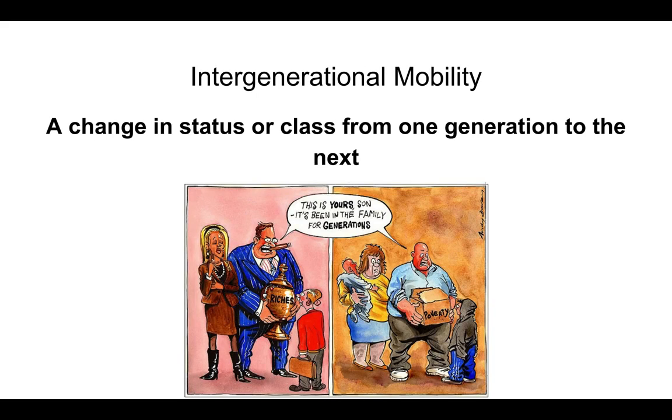Intergenerational mobility is a change in status or class from one generation to the next. An example of this, I am an example of this, where my parents were working class people. They were not college educated. I am college educated. I'm a teacher, and that puts me at middle class. My son is an attorney, and he's upper middle class. So there's been growth in intergenerational mobility.